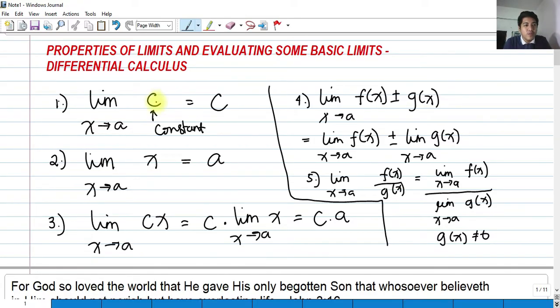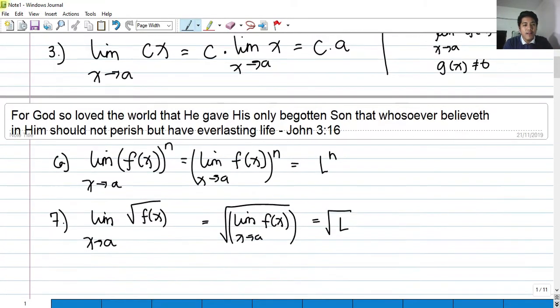Okay? So, for number 2, the limit of x as x approaches a is simply a. So if we evaluate the limit of x as x approaches a certain real number a, it should be equal only to the value of a. So that's property number 2. The limit of x as x approaches a is equal to a. So for the first problem, let's have an example.